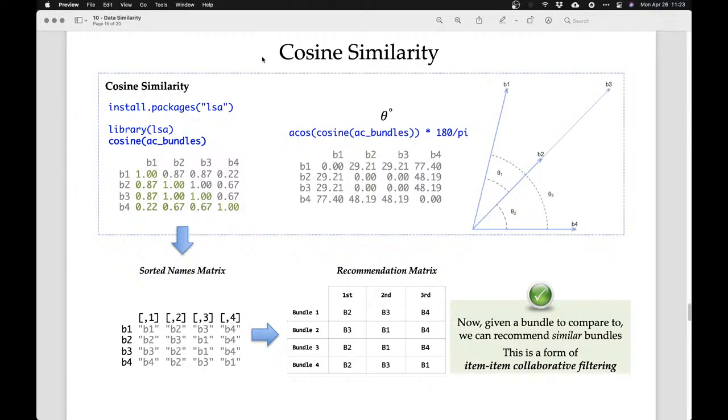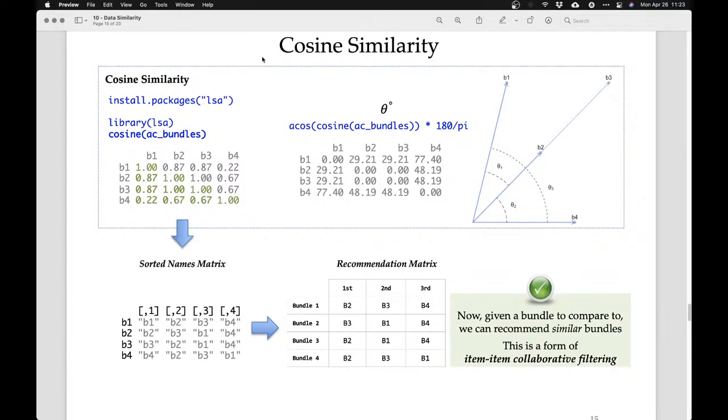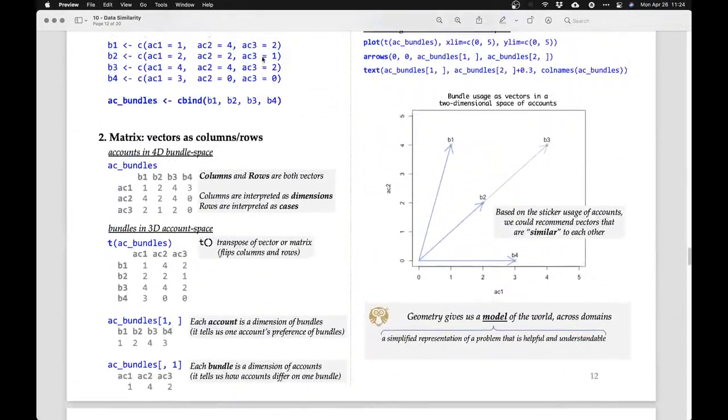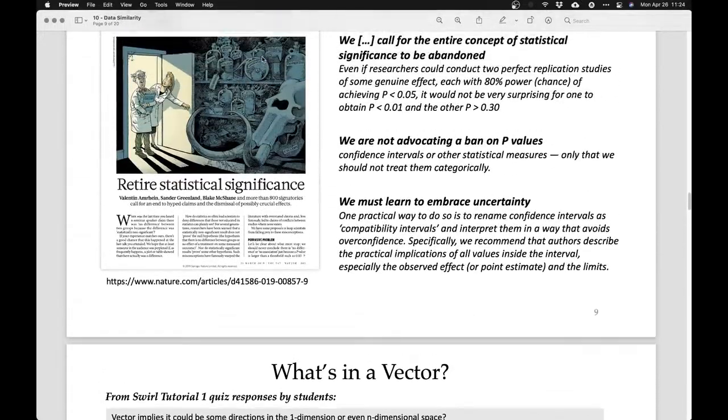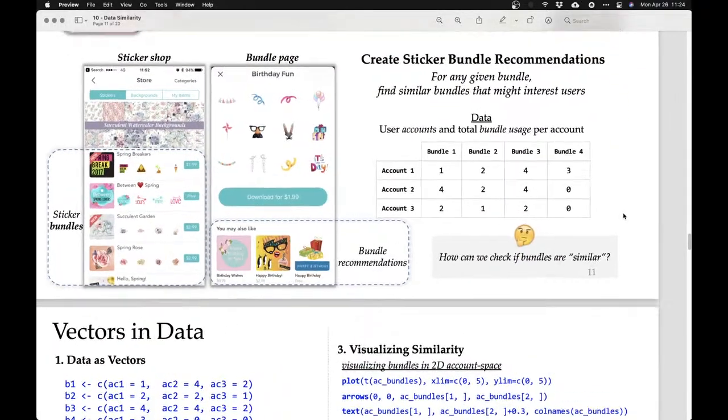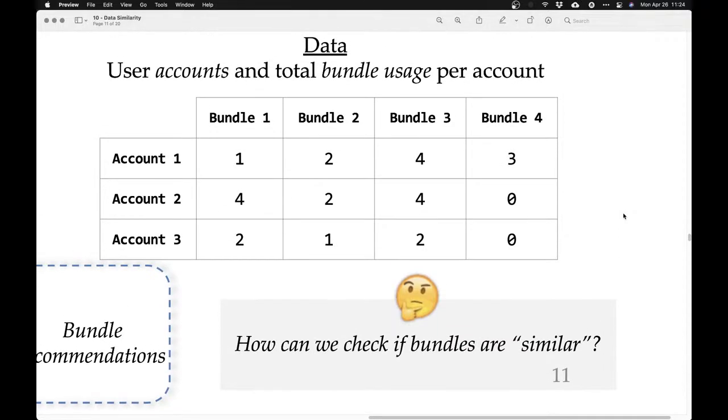Now I'm very puzzled. When I asked you earlier, how do I find which bundles are similar to one another? I threw you off by telling you we're going to use vectors. If I just gave you this as a data frame and I asked you, how similar is column 1 with column 4? What's another way of telling me how similar two columns of data are?